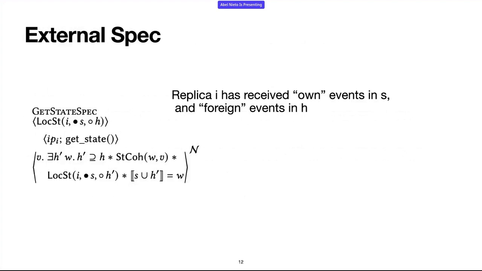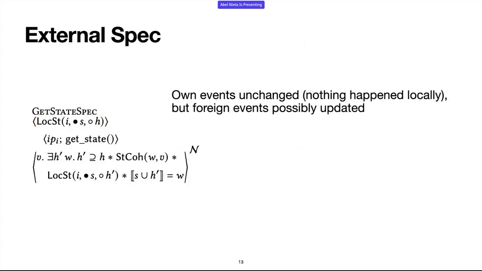It basically gives you knowledge that replica I has received some events that are in two sets of events, S and H. These events are the set of operations that are in the data structure. Here it segregates between own events and foreign events. The own events are the local events that have been performed by replica I, and the foreign events, which is H, are the foreign events that have arrived from other replicas. That's in the precondition, and then after calling get state, your logical knowledge has now changed, so that you get a log state of the same S, but then you get an H prime, which is a superset of H.